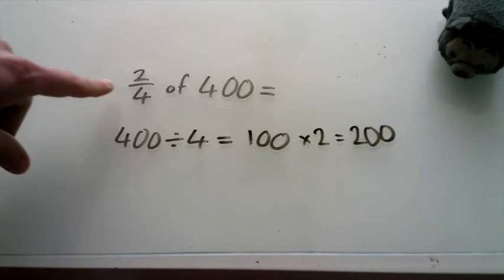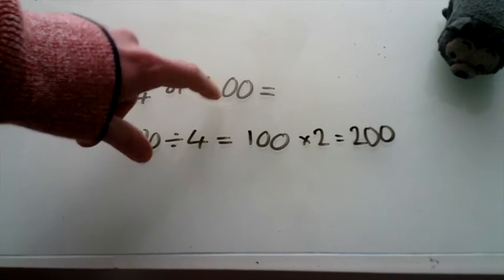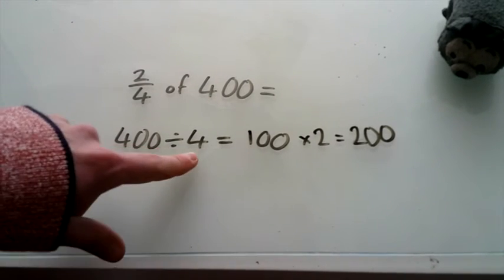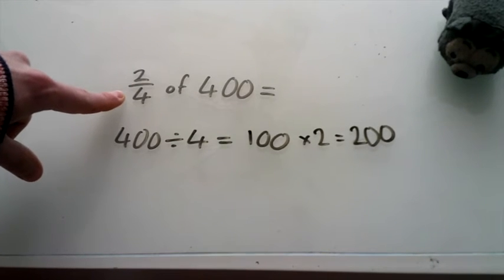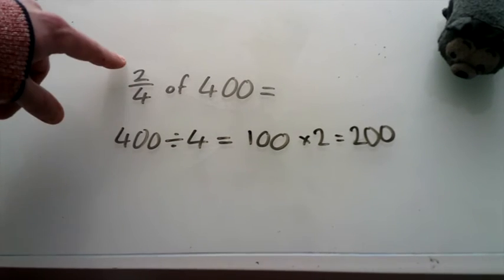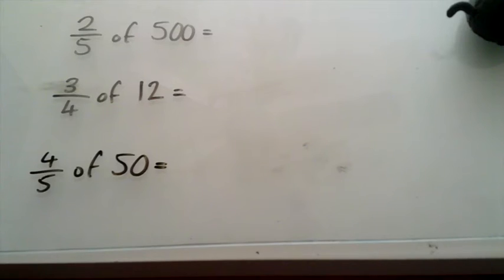So you've got our fraction of our quantity. We take our quantity, we divide it by the denominator, times it by the numerator. Okay, so now we've got 2/5 of 500 equals, 3/4 of 12 equals, and 4/5 of 50 equals. See if you can work those out.